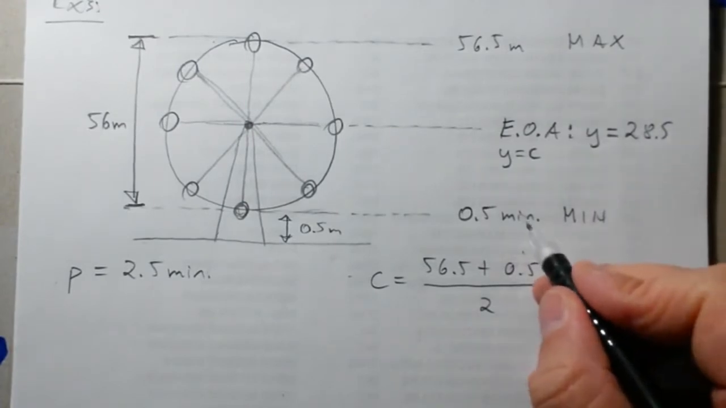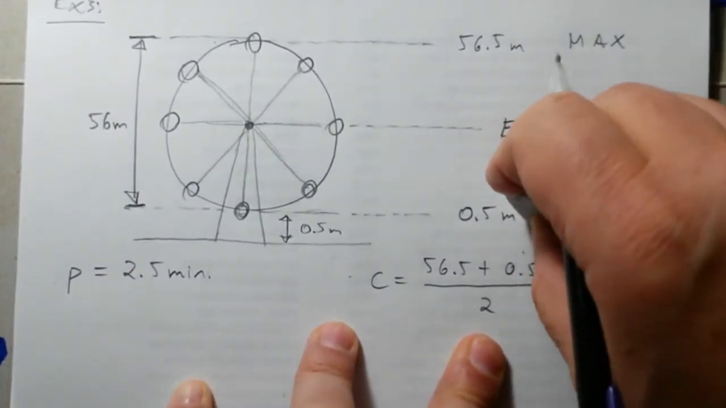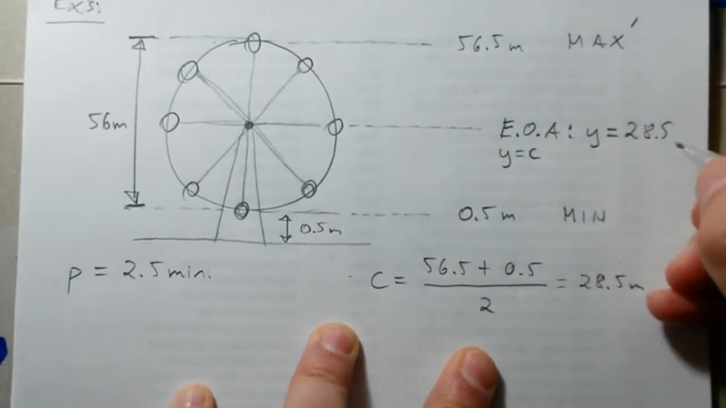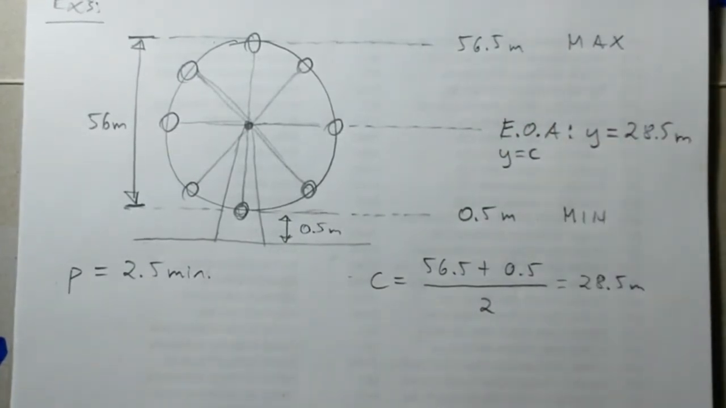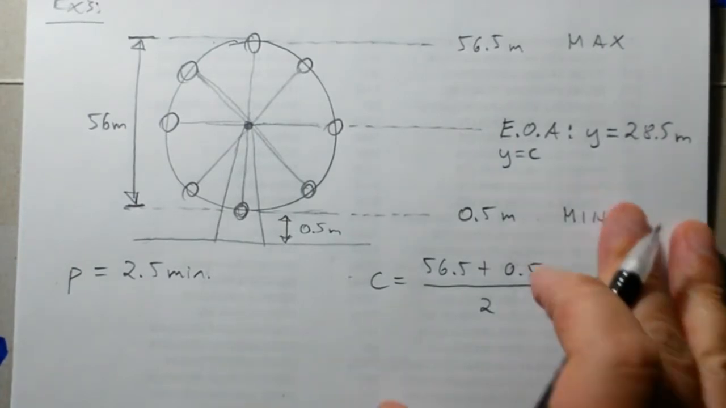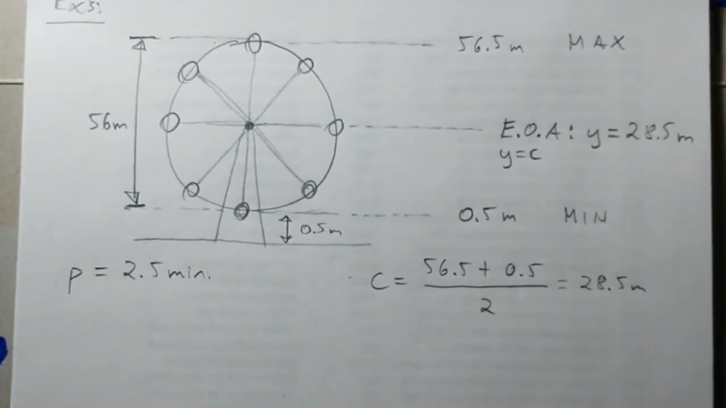And why did I put minutes here? That's kind of weird. Maybe I meant to write minimum. It's supposed to be meters. This is supposed to be meters as well. Okay. And what else do we need? I think we've got everything that we need in order to get all the other information that we need to sketch this and to graph this and to get an equation.